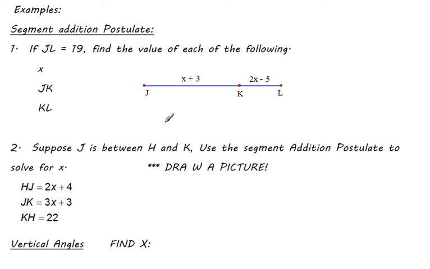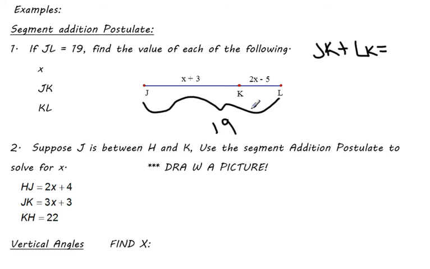Okay, so in the first example, we have the segment addition postulate being represented here. If JL is 19, so the whole length of this segment is 19. Remember your segment addition postulate. It says that the little segment JK plus the other little segment LK make up the entire length of this whole segment JL. So the entire length of JL, we were told, is 19.